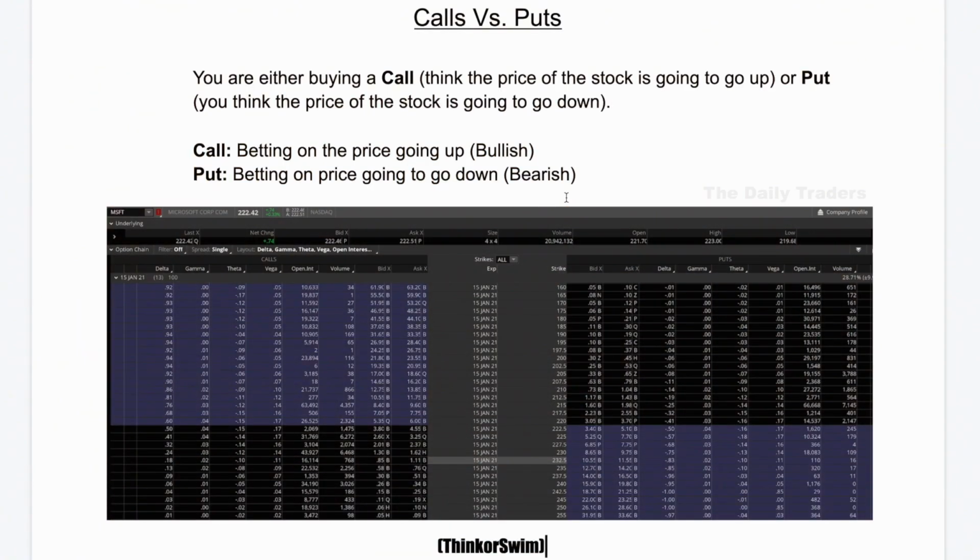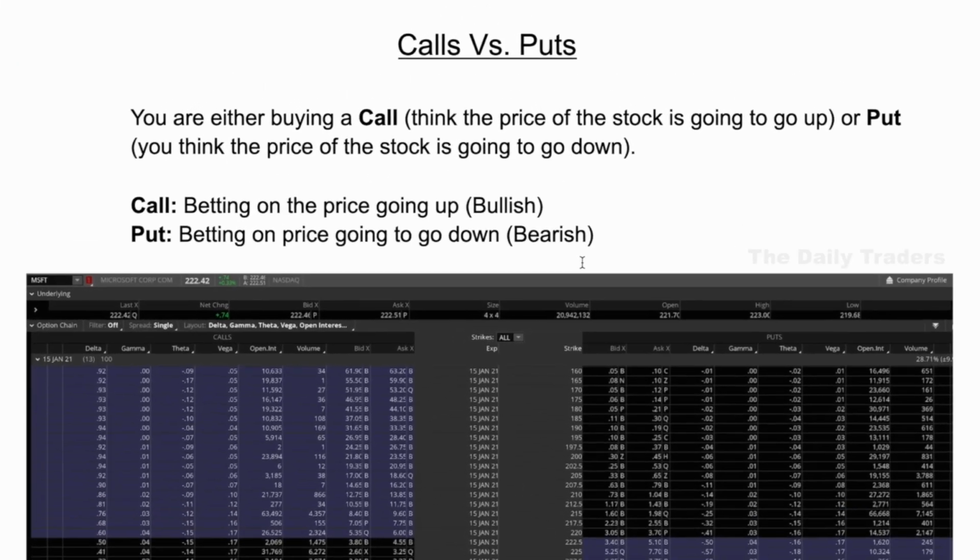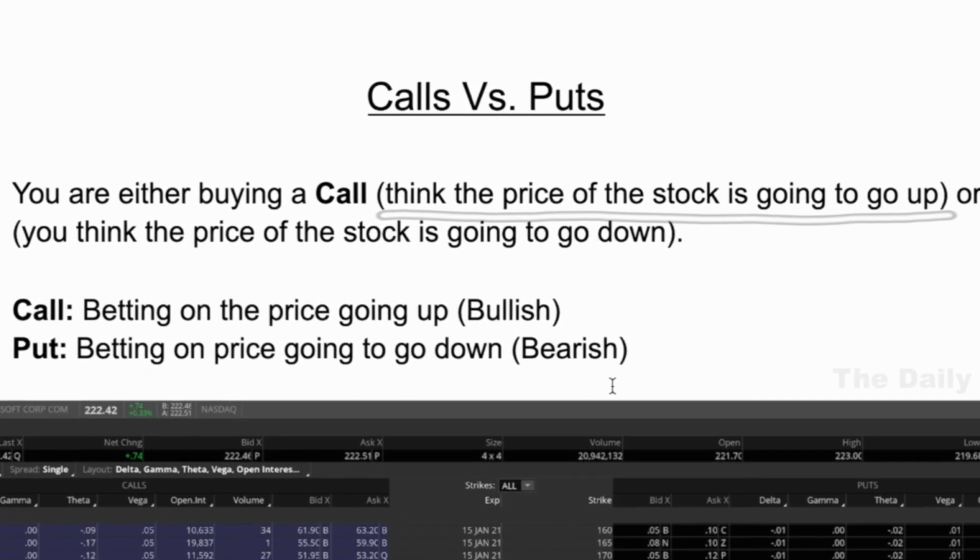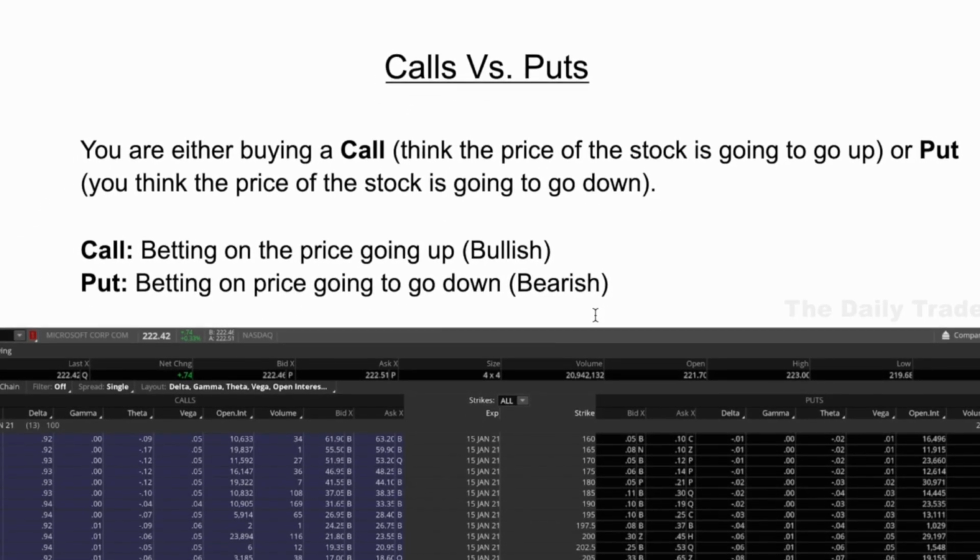All right, let's talk about calls versus puts. What's a call? What's a put? Because you're either gonna be buying a call or you're gonna be buying a put. Now, a call means you think the price of the stock or the underlying asset is going to be going up. A put is the opposite, so you think the price of the stock or the underlying asset is going to go down. So a call is bullish, you think the price is going to go up, and a put is bearish, you think the price is going to go down.